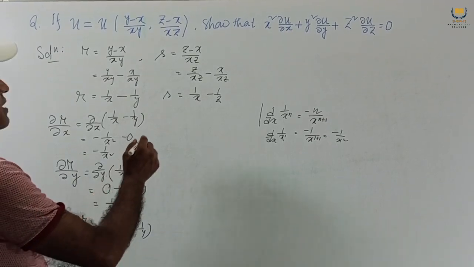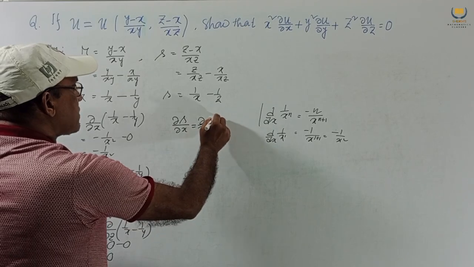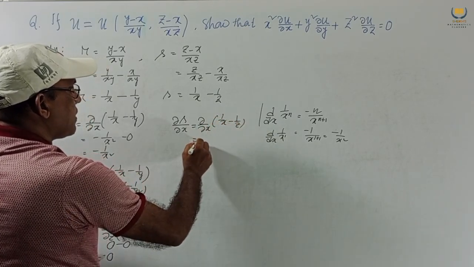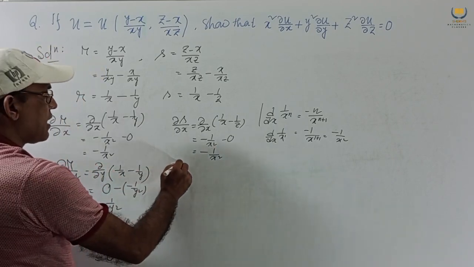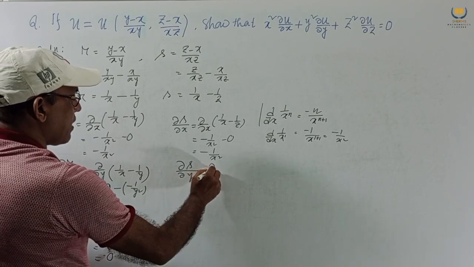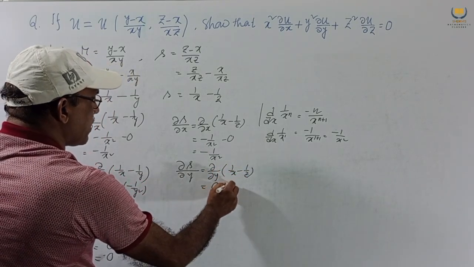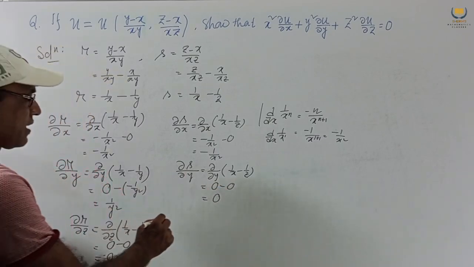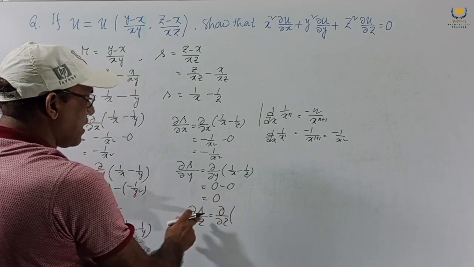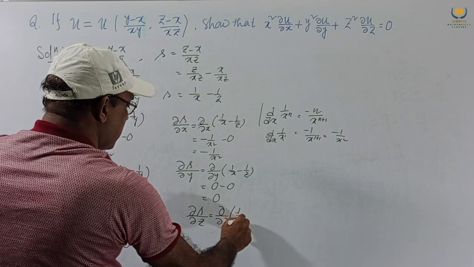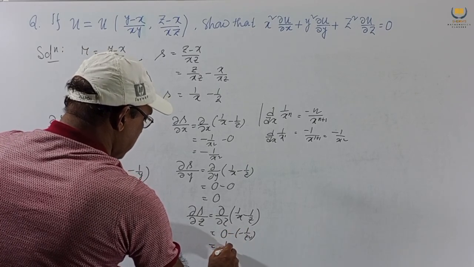This one is 0. Similarly, we differentiate s. ∂s/∂x of 1/x minus 1/z is minus 1/x² minus 0, which is minus 1/x². So ∂s/∂y: s means 1/x minus 1/z. This is 0 minus 0, which is 0. Then ∂s/∂z: s means 1/x minus 1/z. This is 0 minus (minus 1/z²), so this will be 1/z² again.